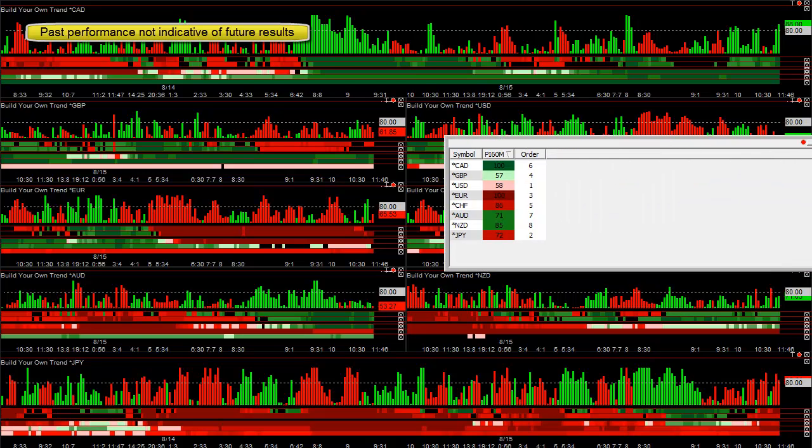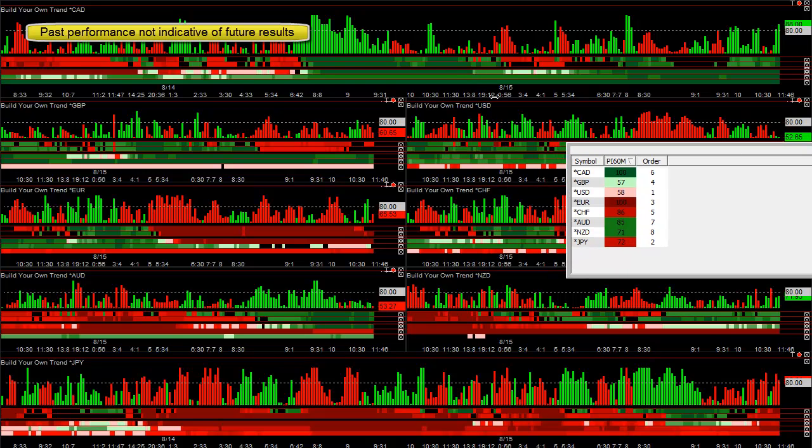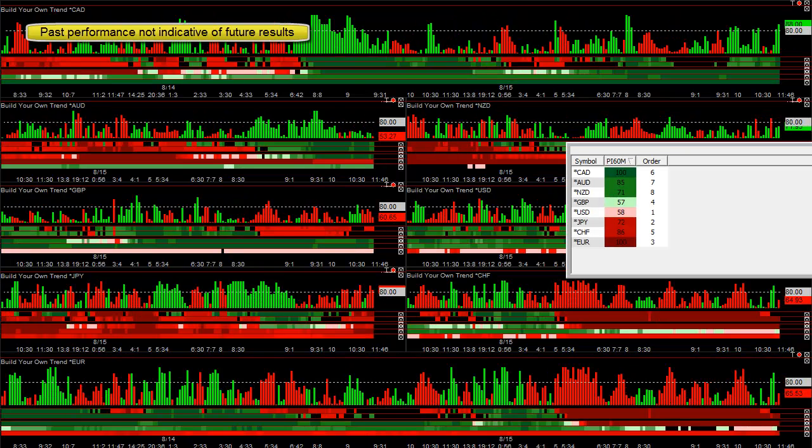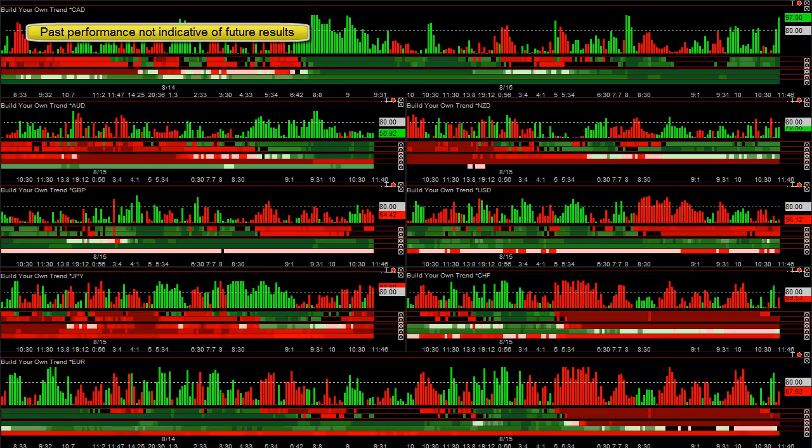And this is our sortable build-your-own trend currency meter that allows you to set the weights of which of our different statistical tools you want to use. And then you can sort it by the quote sheet, and it will always show the strongest ones. I like to sort it based on the hourly trend. CAD, Australian, New Zealand, and pound are the strongest. Euro, Swiss, yen, and dollar are the weakest, at least on the hourly trend.